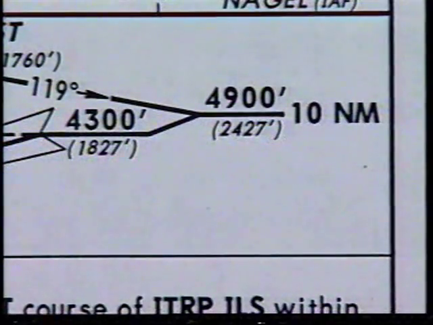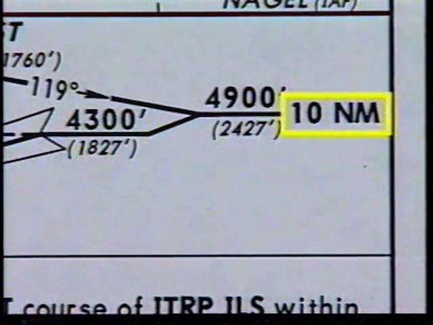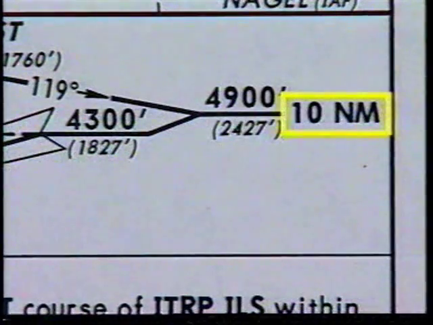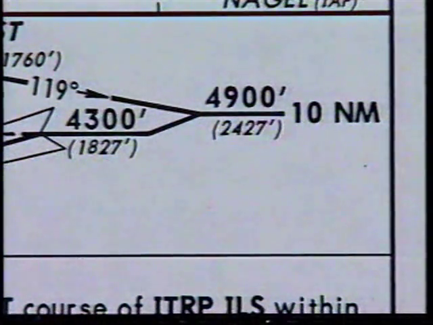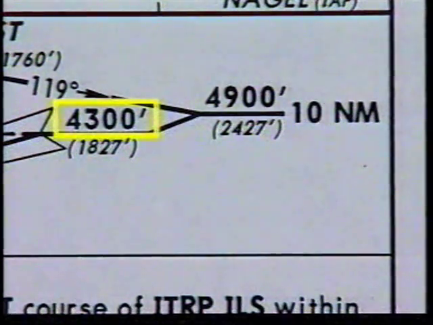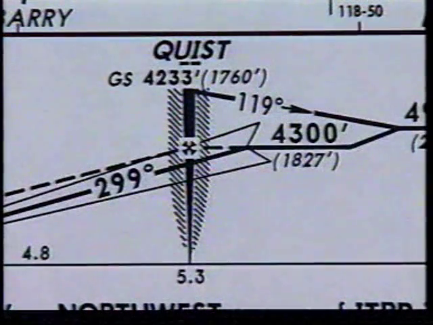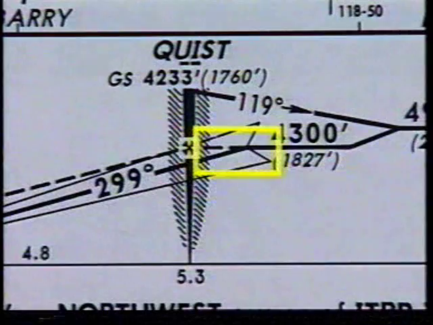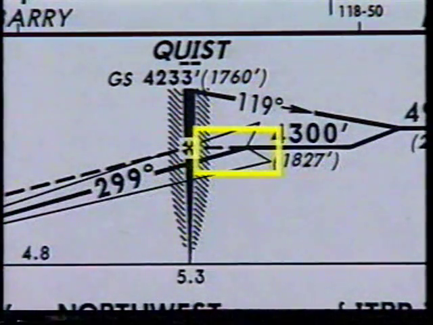To the right of the altitude designation is the notation 10 nautical miles, which means the procedure turn must be completed within this distance from Quist. As you establish your aircraft on the inbound course, which is the intermediate segment, you can begin your descent to 4,300 feet. On an ILS approach, the point where the solid line begins to descend represents the point where you'll intercept the glide slope when you're at the minimum glide slope intercept altitude.